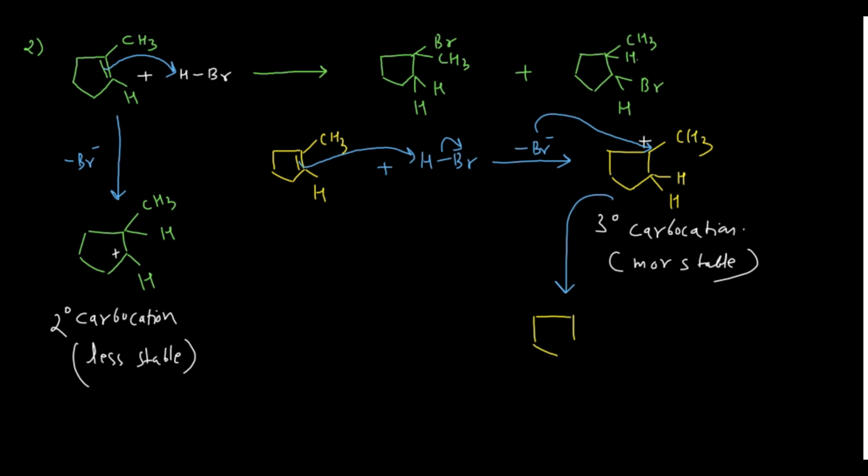This is your 5-membered ring. This is your Br and this is your CH3, right? And 2 hydrogens are here. Okay. So this is your major product. So you can write here, you can see at the top, CH3 Br, this is your major.